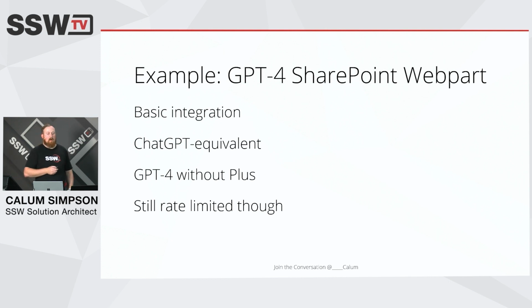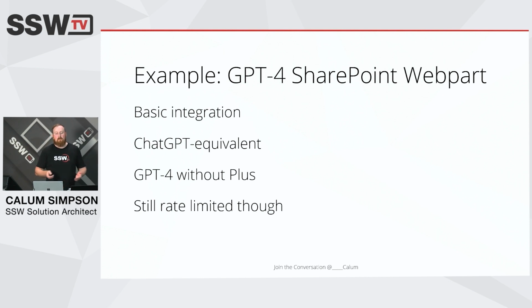So the next thing I want to talk about, I want to introduce you to my GPT-4 SharePoint web part. The reason why I'm showing you this now is because it's the simplest example I've got for you tonight. It's pretty much just a basic integration with the ChatGPT API. If you don't know, a SharePoint web part is just a widget that you can drag and drop onto the page, and then it's there for everyone who uses it. And basically, it's just a ChatGPT equivalent. So you're going to have your conversation history that you've had previously. You can open up a conversation, you can add a new message on it, all that sort of stuff.